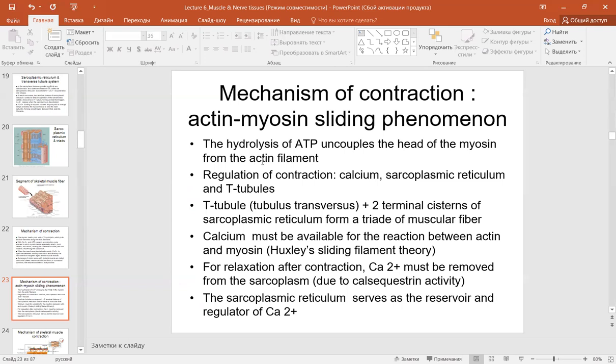For relaxation after contraction, calcium ions must be removed from the sarcoplasm due to the sequestrin activity. The sarcoplasmic reticulum serves as the reservoir and regulator of calcium ions.